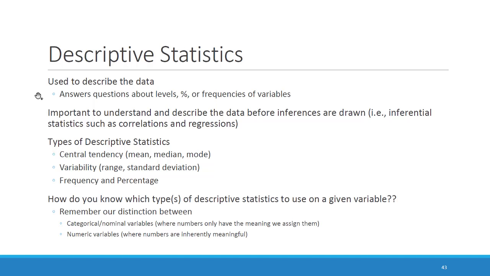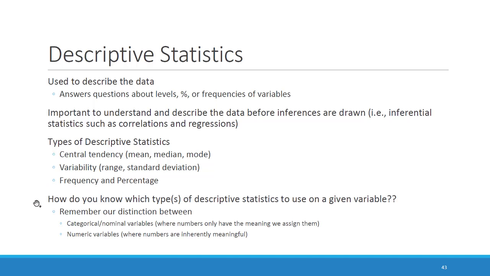So let's talk about the types of descriptive statistics that we could possibly use. The first broad type is central tendency, and you should have learned about central tendency in your statistics class. This includes statistics such as the mean, or the average, the median, and the mode, or the most frequent observation. It includes variability, and that includes the range and the standard deviation. It also includes frequencies and percentages.